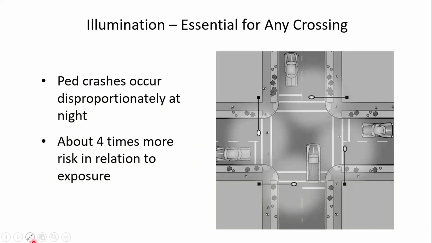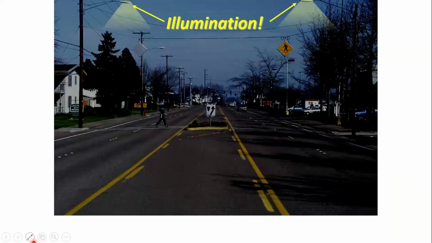Illumination is important in terms of visibility, drivers seeing pedestrians. Pedestrian crashes do occur disproportionately at night. There's about 4 times more risk at night in relation to crashes, even though the exposure is generally less at night because vehicular and pedestrian volumes are lower. The risk is 4 times more because of the visibility issues.